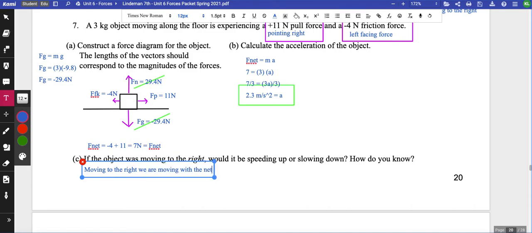With the net force, we would be speeding up.